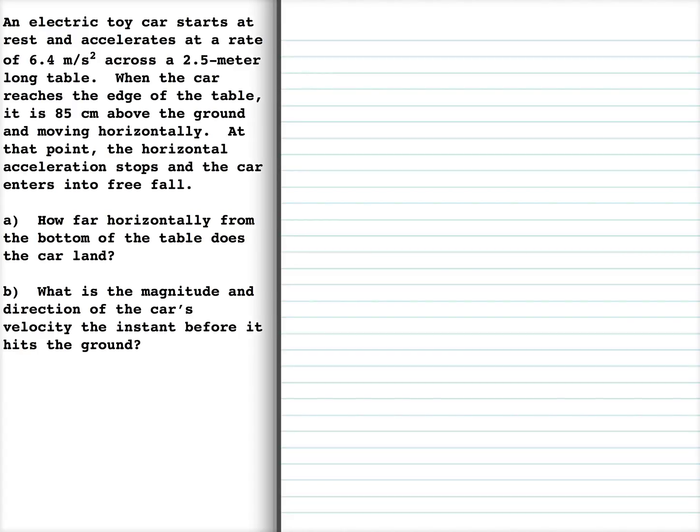Okay, like any problem, you should definitely try to work this out on your own before you look at the solution. Let me draw a quick diagram to get us started here. So we've got a toy car on a table, and it accelerates across the table before leaving the table and going into free fall. And when it leaves the table, the distance above ground is 0.85 meters.